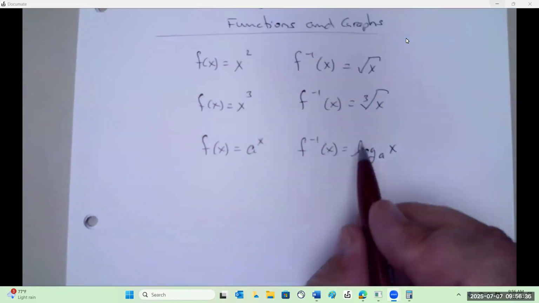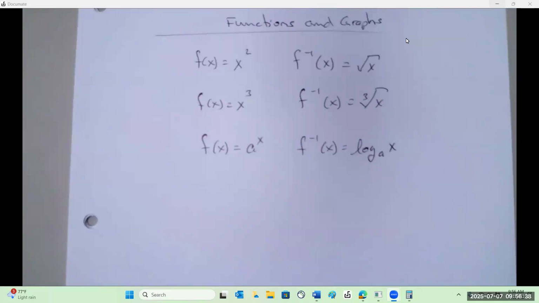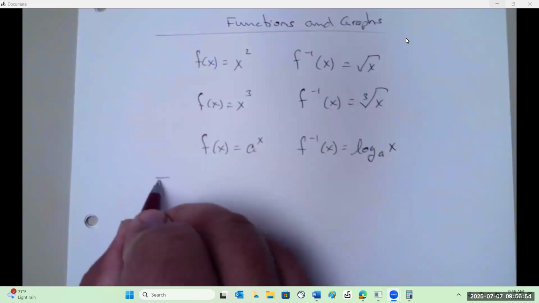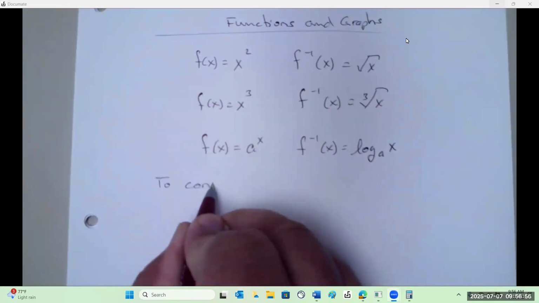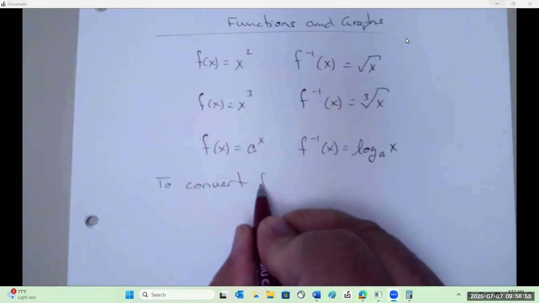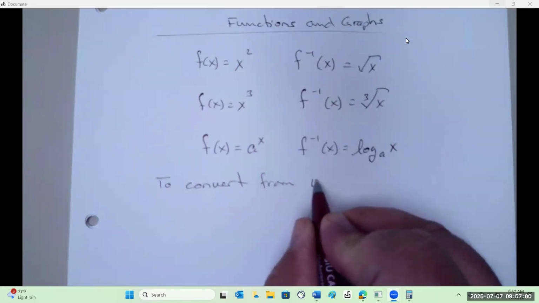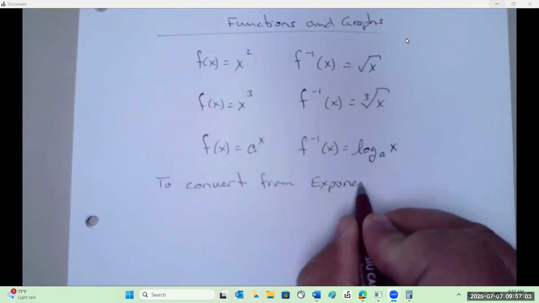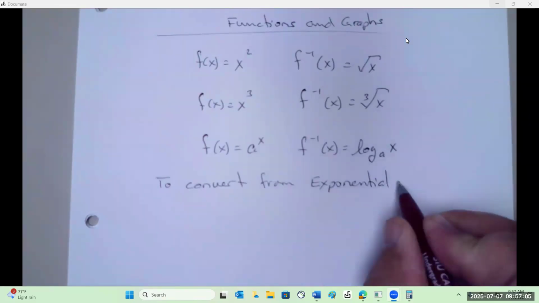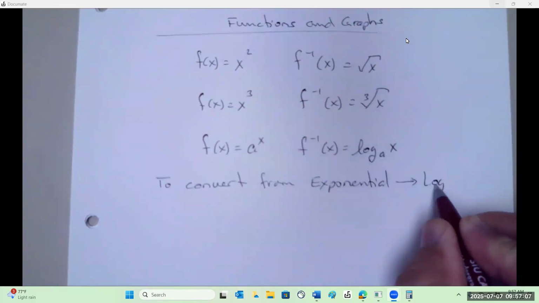Now we're going to have something called logarithms. We have to come up with a way to convert these things from exponentials to logs.